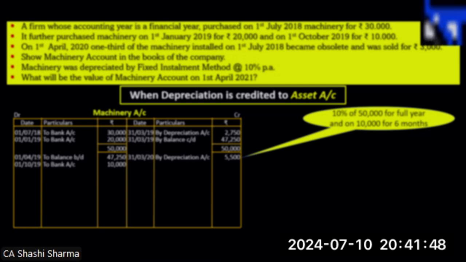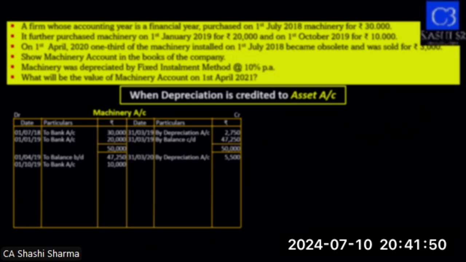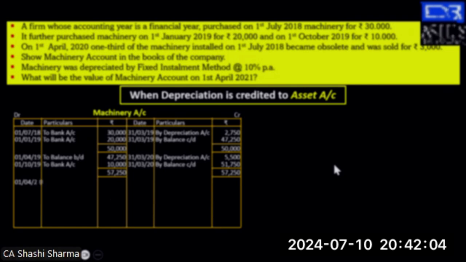So we will balance this account again. In the second year, the balance c/d will be 51,750. And the third year, final one, balance brought down to the third year. And now in this year, 1/3 of the original machinery has been sold.